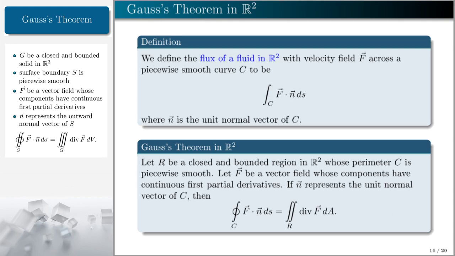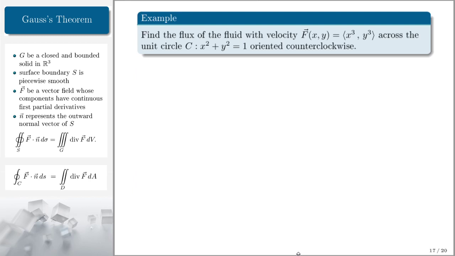Let's have an example. Before we have an example, I will place the formula again on the left side of the screen. So let's have this example. I want to find the flux of the fluid with the following velocity function across our unit circle. This is oriented counterclockwise so that we are dealing with a positively oriented curve.